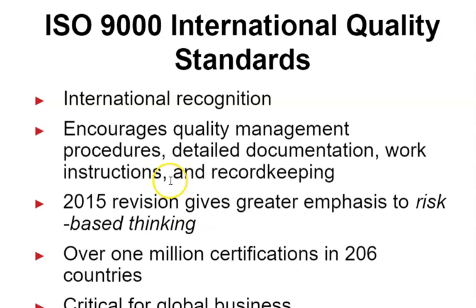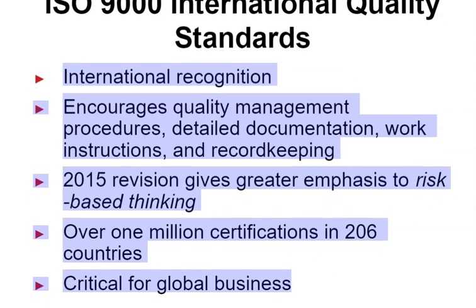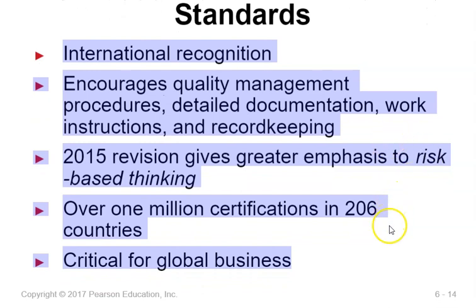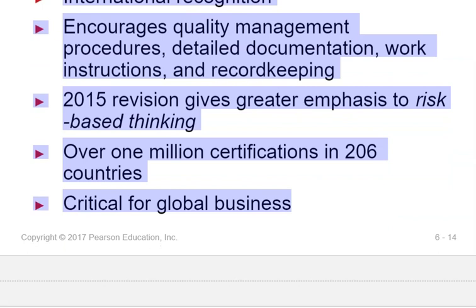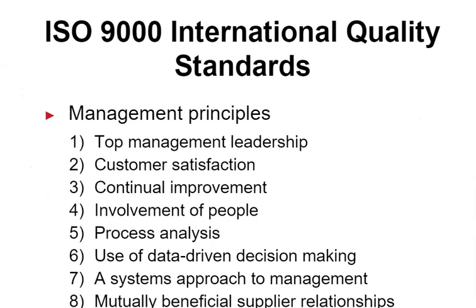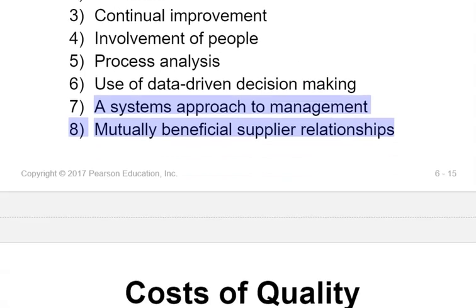ISO, or ISO 9000, international quality standards. These are standards set for managers and for management to make sure that certain qualities are actually met, and that they keep improving. So if you want to have a certain quality, you will follow one of those ISO standards out there, and you can get a certificate from them, and they will confirm that you have that certain quality. From the perspective of management principles, you want to have top management leadership. You want to consider customer satisfaction. Continual improvement should be there. Involvement of people. Process analysis. Use of data-driven decision making, not just based on "I love this or like this." A system approach to management, and a mutually beneficial supplier relationship is required.